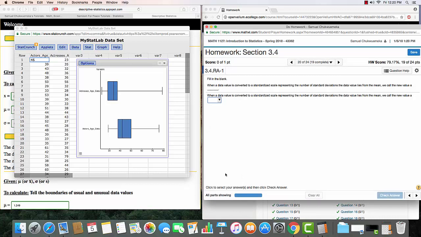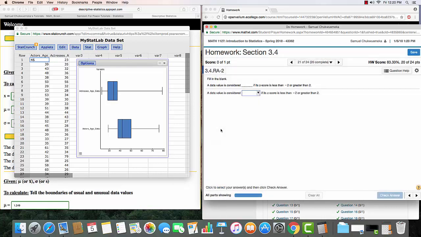All right, question 20. When a data value is converted to a standardized scale representing the number of standard deviations the data value lies from the mean, that is called a z-score or standard score. A data value is considered unusual if its z-score is less than -2 or greater than 2. We did this in my notes and videos. Whenever a data value is less than the mean, the z-score will be negative.